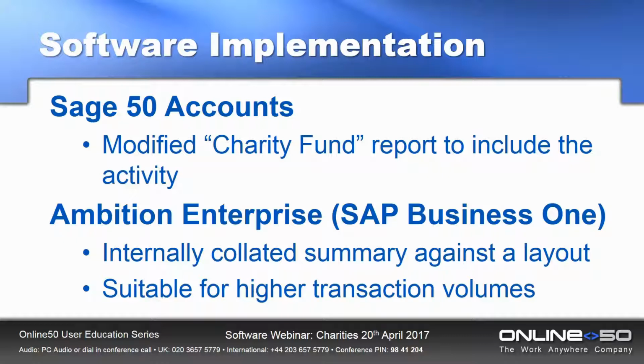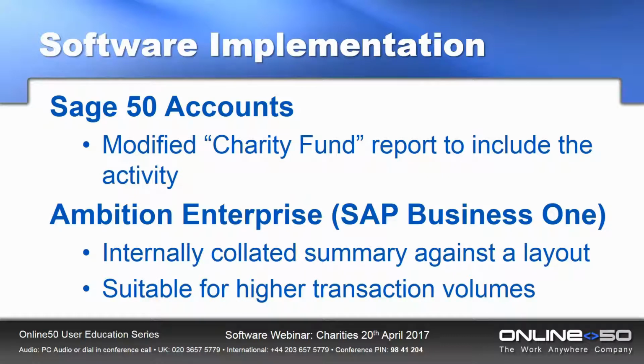The report in Sage is listing every transaction, which is great if you need to go through it in terms of an audit trail. But if you've got a large number of transactions, that is going to become unworkable quite quickly, and you will need to think about a different way of doing it. We're going to have a look at those reports now. We've got the modified charity fund report in Sage, and we're also going to look at how the stakeholder reporting based on fund and activities is done in SAP Business One. So I'm going to hand back over to the guys, and Tiffany, you're up first.